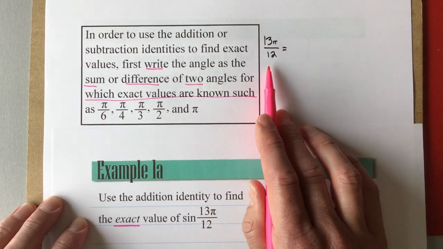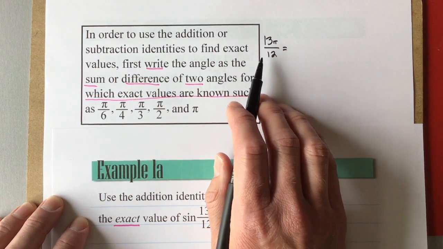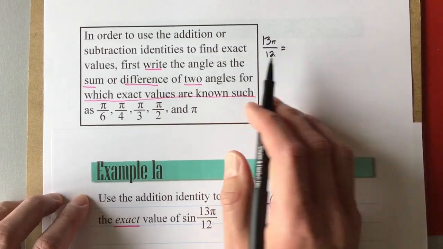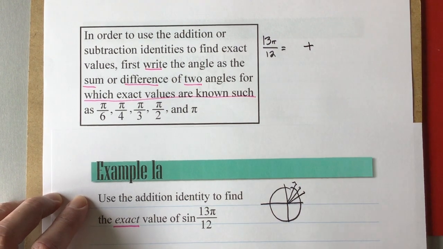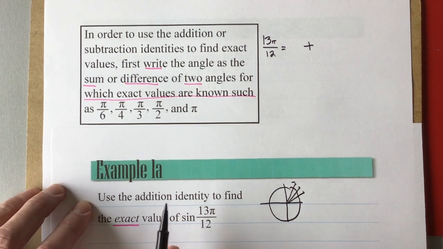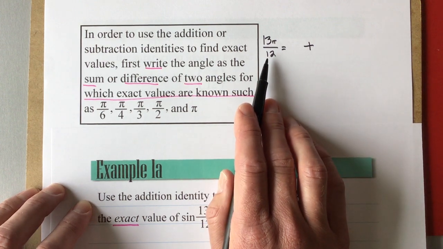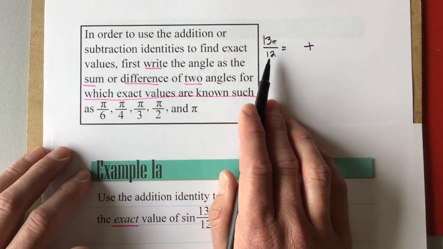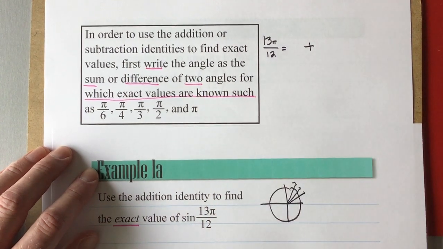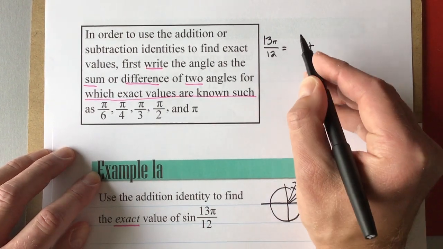So I'm going to take 13 pi over 12 and rewrite it in terms of two angles that I know the exact sines and cosines of. Since 13 over 12 is bigger than 1, I'm going to use addition to rewrite this, plus they hinted to me to use the addition identity. So I'm going to think about what values I can add together that would make 13 pi over 12, and I want to make sure that those values are angles that I can find the sine or cosine of exactly. And one way to do that would be this.